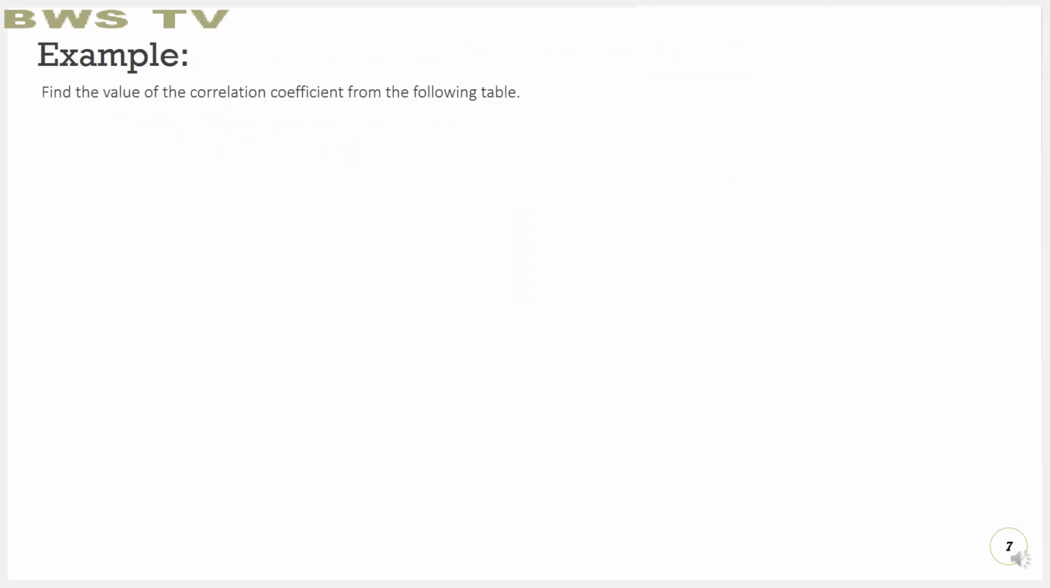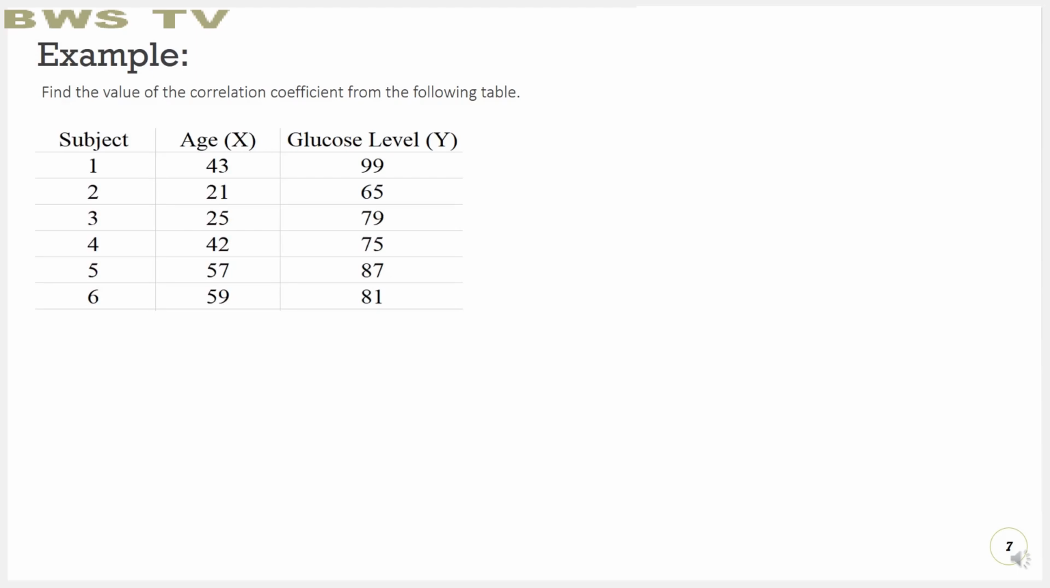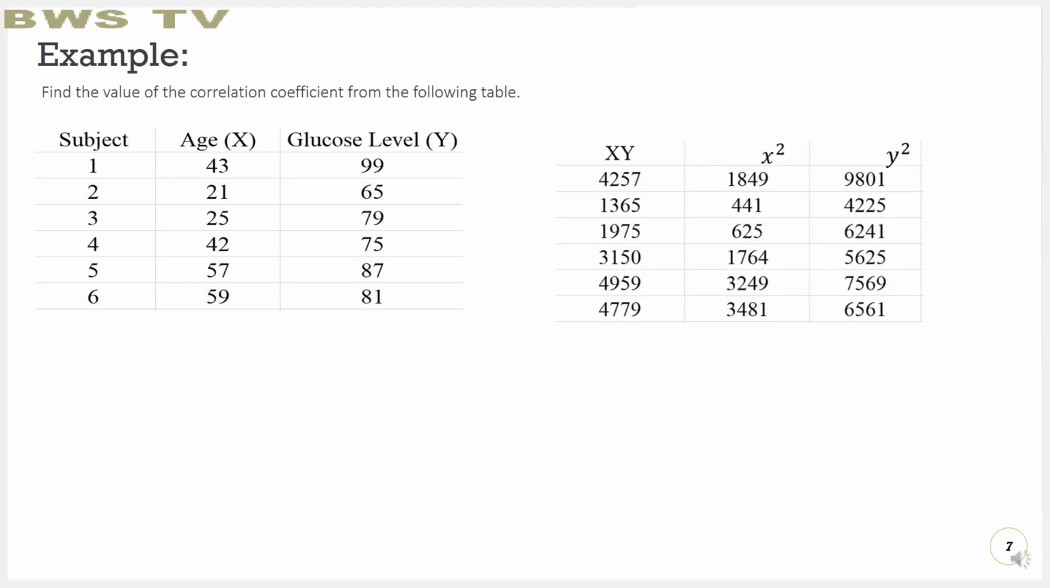Then here's the first example. Find the value of the correlation coefficient from the following table. So here we have subject, age, and glucose level. The subject represents the n, the age represents the x, and the glucose level represents the y. First, you have to multiply the x and y, the xy: multiply age and the glucose level. So 43 times 99 is 4,257. Then just multiply the others.